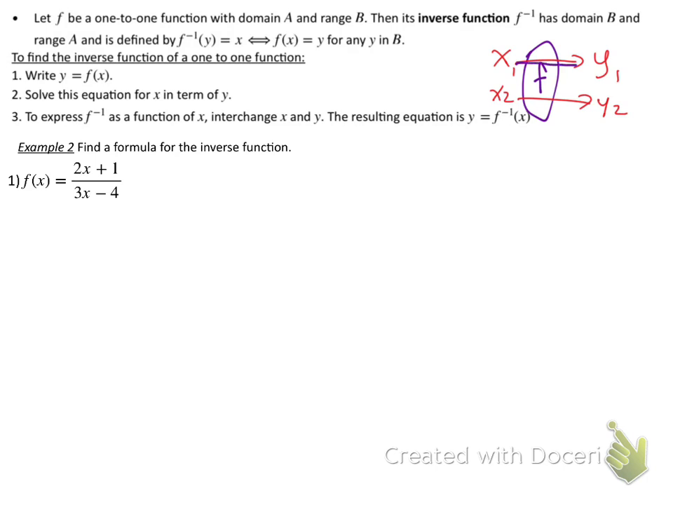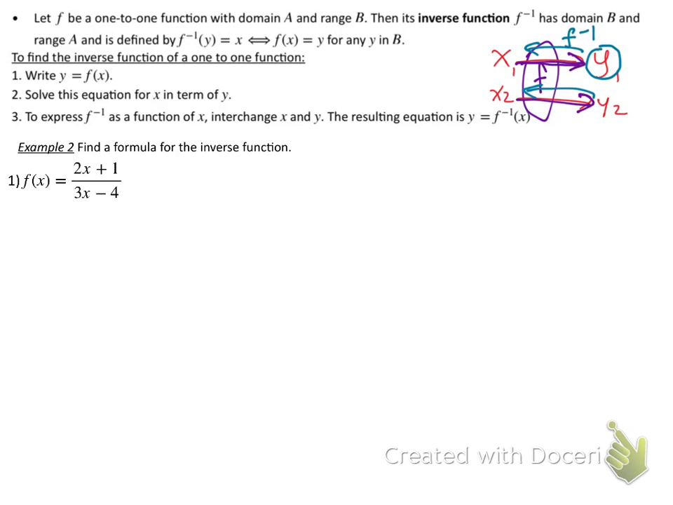Let me do this. So when you go this way, that's f, because I already used the color. And when you go backward, that's f inverse. So from y1 to x1, from y2 to x2, that function is f inverse. F inverse of y goes back to x.